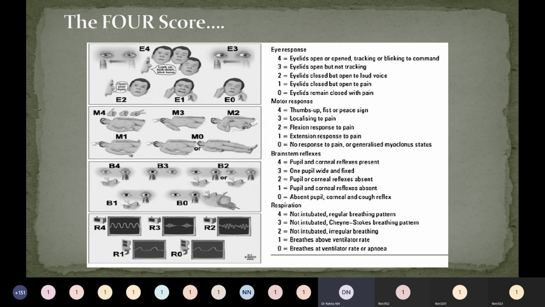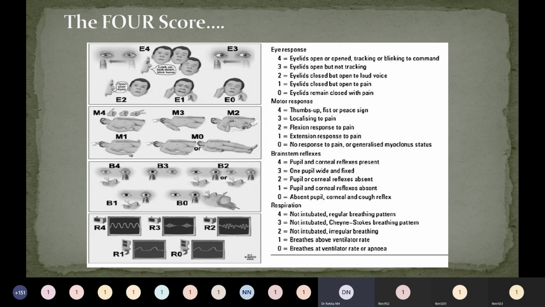The motor response is when you ask the patient how are you, and they give a thumbs up. It is a peace sign, a good sign. Then if you give a painful stimulus, localizing the pain is a grade 3, and a score of 2 is a flexion response to the pain. A score of 1 is an extension response. If there is no response, it is a 0.